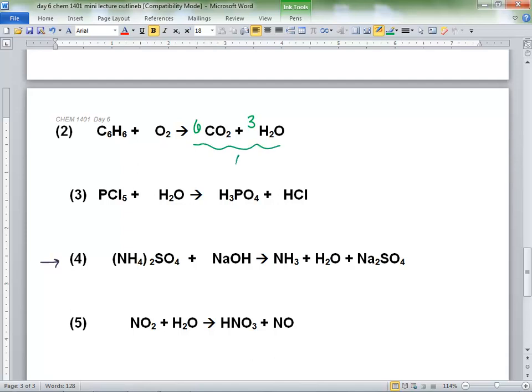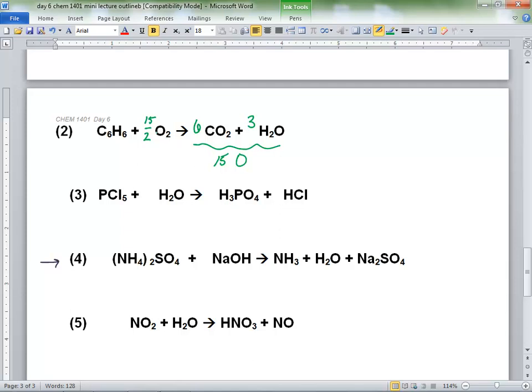How many oxygens do I have on this side? 15 of those stinking things. Okay, it's an odd number. The trick to doing it is cheating. 15 halves times 2 is 15, right? It's balanced. It works, except it's not conventional.